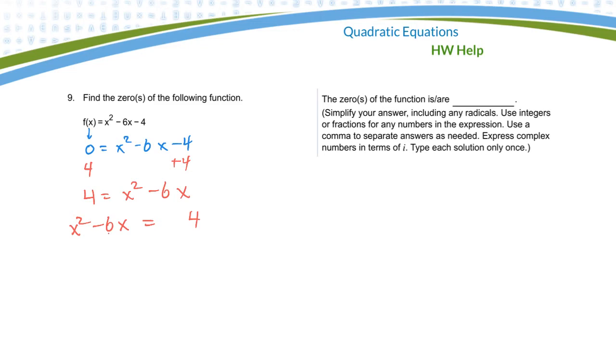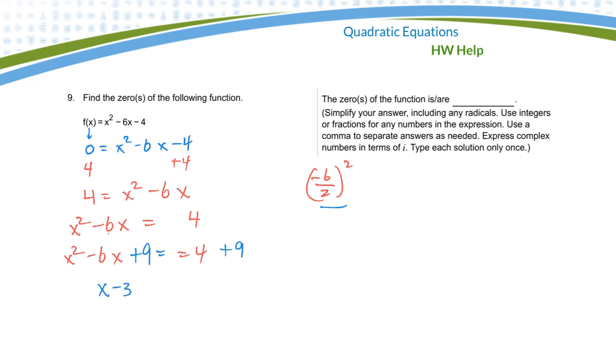Okay, so now I'm going to take negative 6 divided by 2 and square it. So I'll have x squared minus 6x. And when you do this, that gives you 3 squared, which is 9. So add 9 on this side, add 9 on this side.